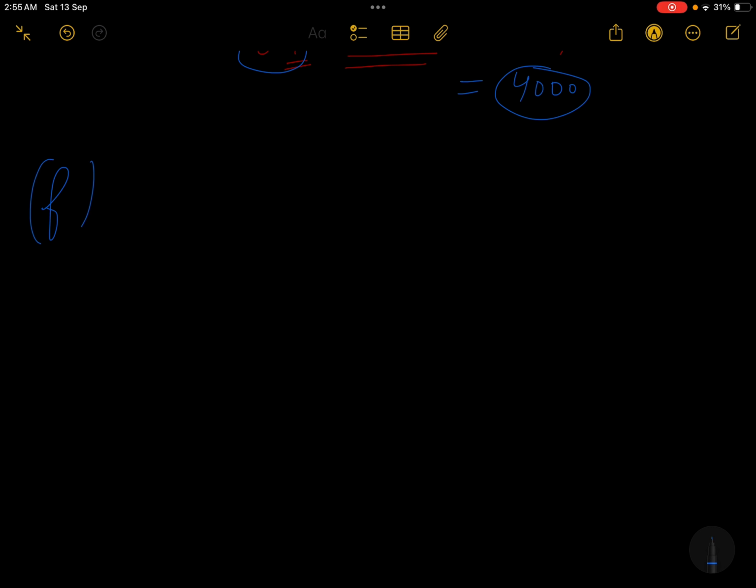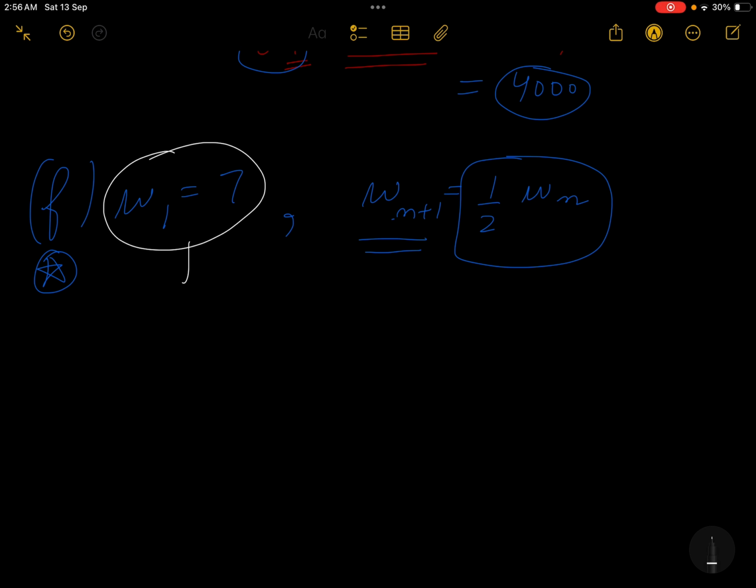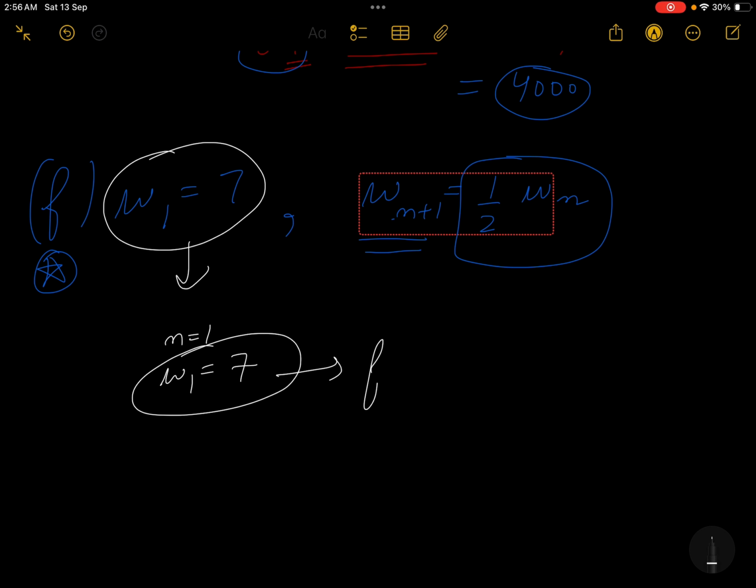In part F, U1 is 7 and Un plus 1 is half of Un. This is very important, it is a little different here. They have given U1 as 7, and Un plus 1, meaning the next term, as half of Un. When we put n as 1, we get U1, so the first term is 7. They are saying the next term is half of the first term.